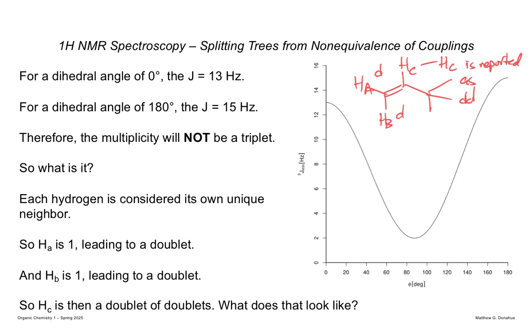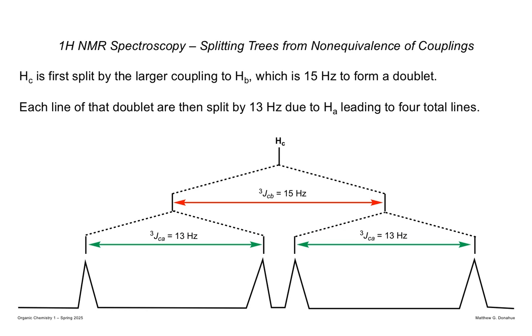And so this does make sense in the fact that a triplet really is a doublet of doublets where the distances between the lines are the same. And that makes the center line that 1 to 2 to 1 ratio. So what does it look like? We're saying from a first approximation, when we determine uniqueness, that HC is its own thing. So it's a single line.